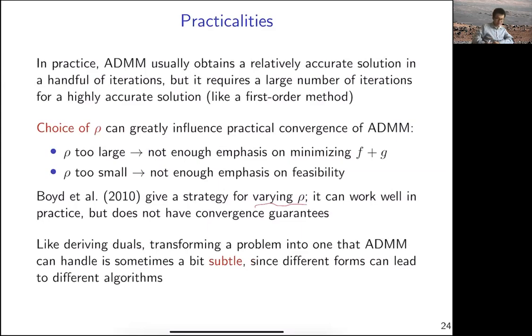Also, when applying ADMM to your problem, there are multiple different ways of deriving ADMM. Sometimes these different forms of adding the dummy variables can make a difference in how efficiently your problem can be solved.